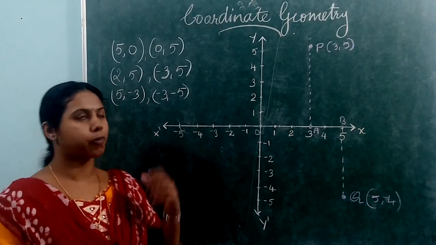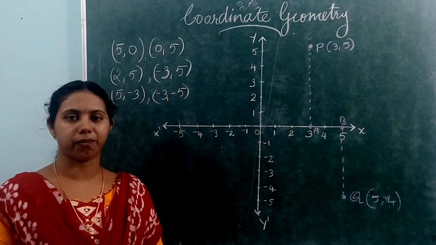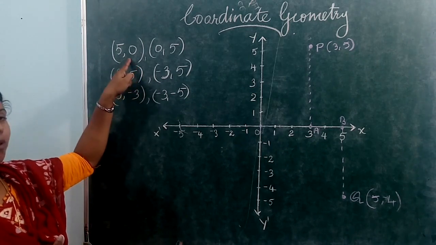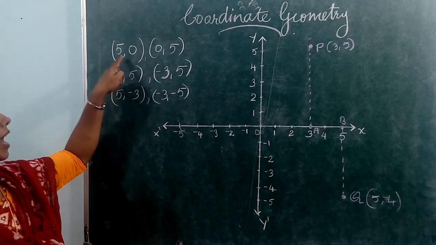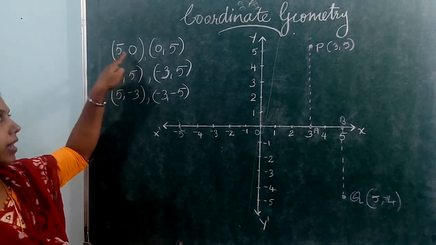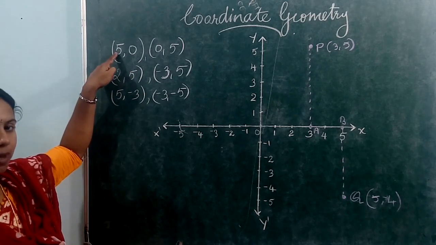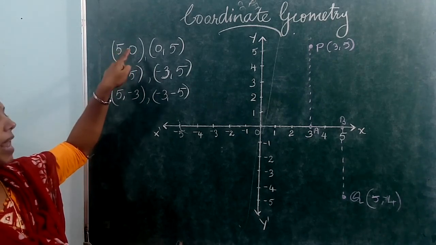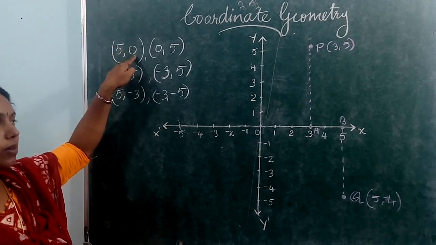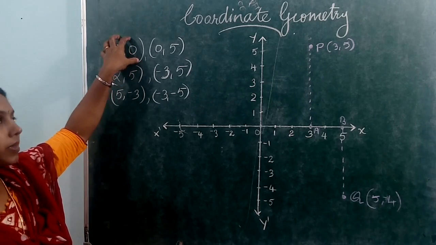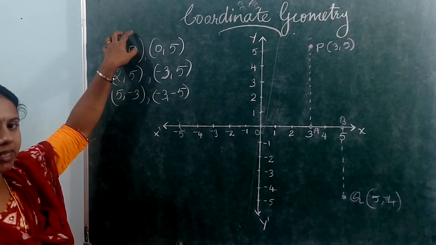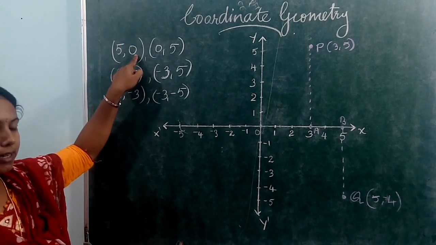Let us plot some more points on this Cartesian plane. The first one is coordinate 5, 0. How do you plot the coordinate 5, 0? The x coordinate is 5, y coordinate is 0. That means the distance from y-axis to the point is 5, distance from x-axis to the point is 0. Here y coordinate is 0, that means this point lies on x-axis because the y coordinate is 0.